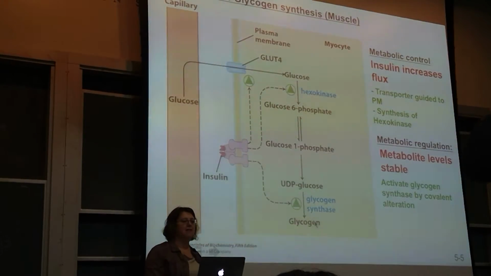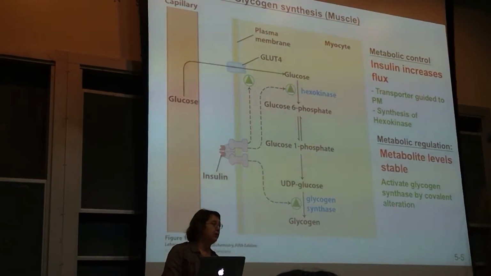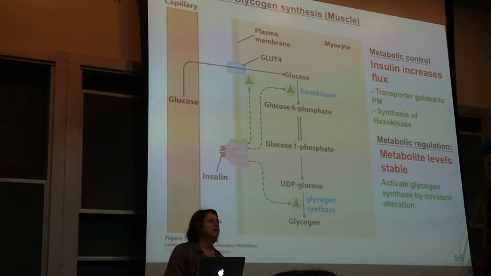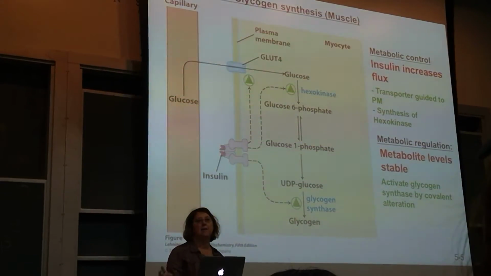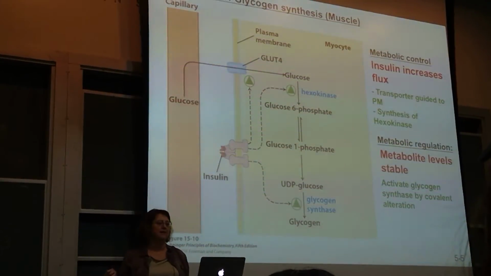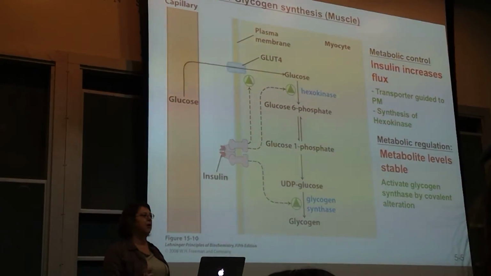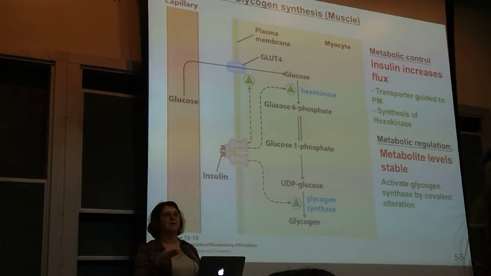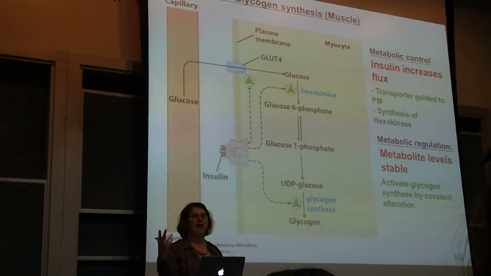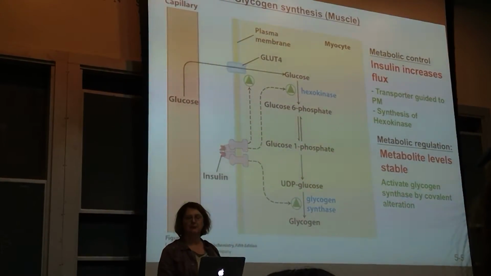So your book likes to talk about metabolic control and metabolic regulation. When it's talking about control, it's talking about flux, and when it's talking about regulation, it's talking more about like allosteric. But those terms are a bit arbitrary, so I will not be using those terms on the test. I'll be just asking you for specific mechanisms.